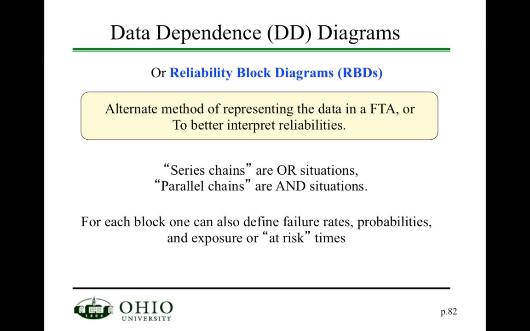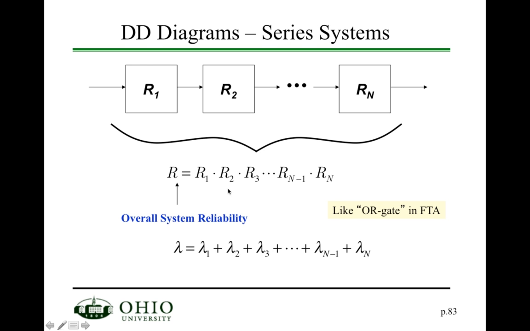The second thing we're going to talk about are reliability block diagrams, or data dependency diagrams. In a sense, it's another way of looking at the fault tree analysis, but they're a little easier to work with if you start talking about reliabilities. So what are we going to do? We take the fault tree analysis and replace the OR situations by series chains and the AND situations by parallel chains.